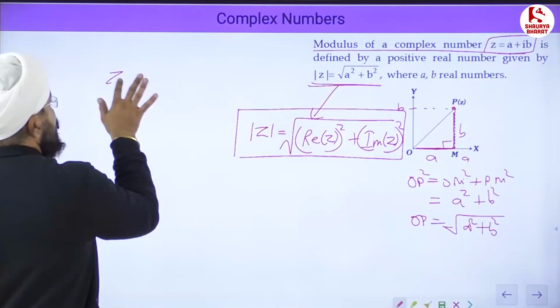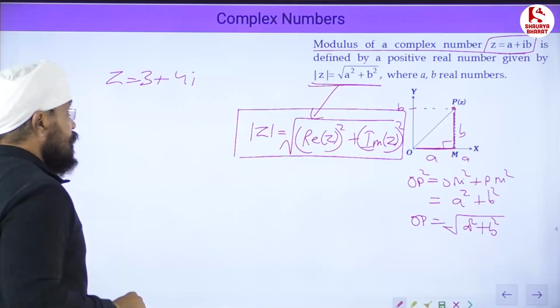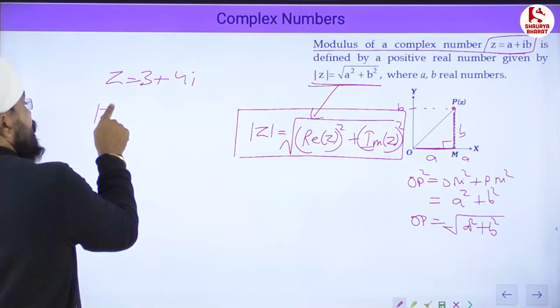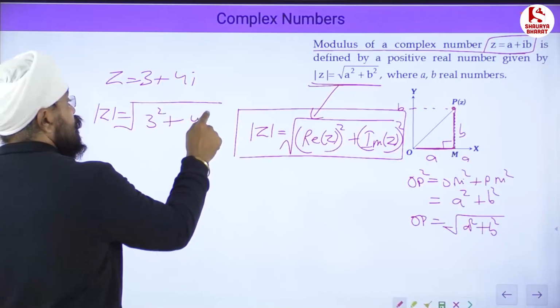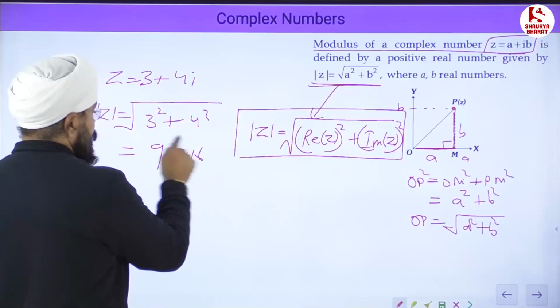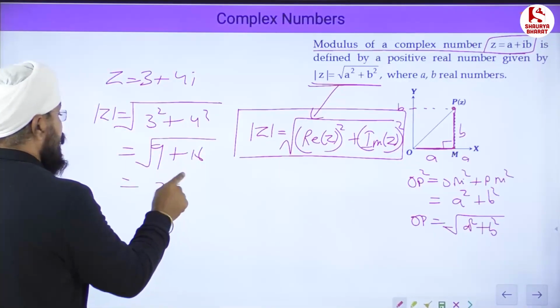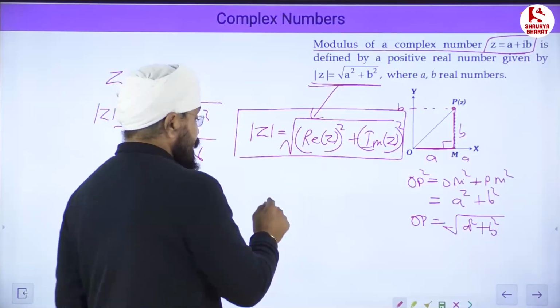Say for example, if z is taken as 3 plus 4 iota. Clear? So if I want to find the magnitude, this is nothing but the square root of 3 square plus 4 square, which will give you 9 plus 16 as usual. So this is coming 25. It doesn't mean that it will always give you a perfect square. You can take it in this way also.